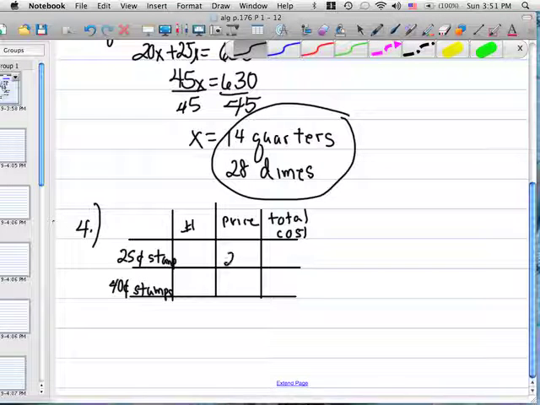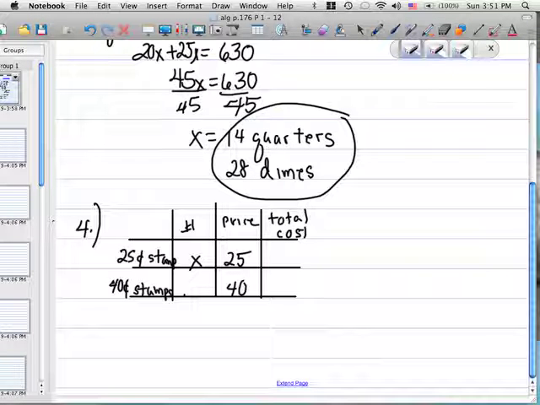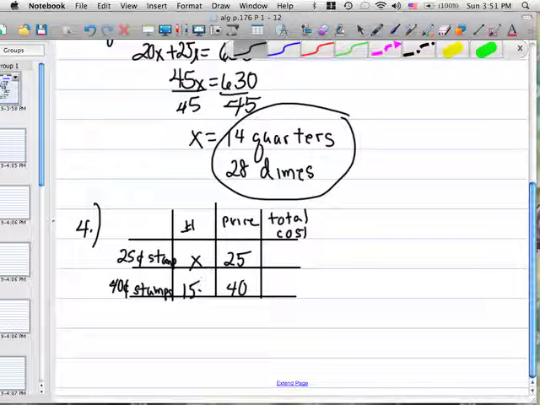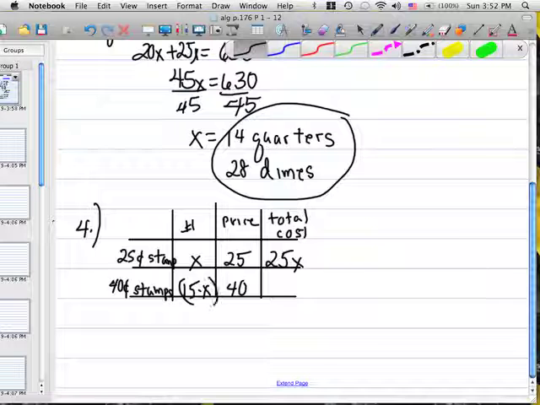So we know the value of each type of stamp, 25 and 40. And they're buying 15 stamps, so 15 is the total. And they want to know how many of each type, so it really doesn't matter where we put the X. So if I put X here, the number of 40-cent stamps would be 15 minus X. Total cost, you multiply the number times the price per item, so that's 25X. Use your distributive property here. That's 600 minus 40X.